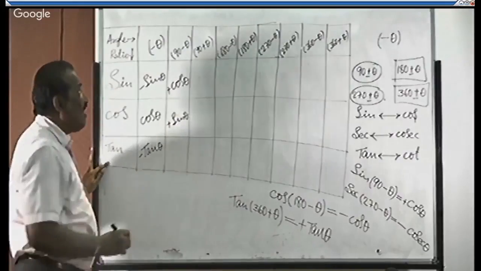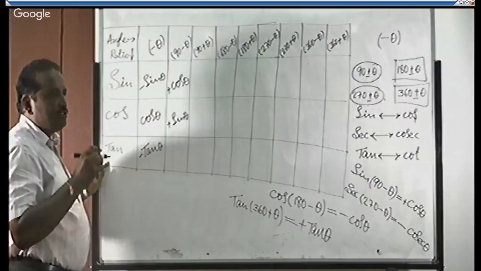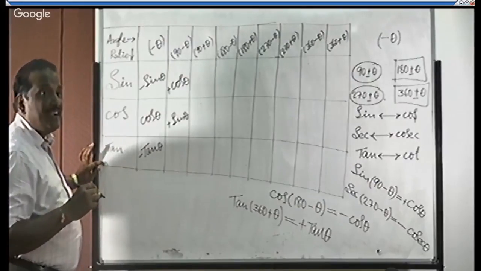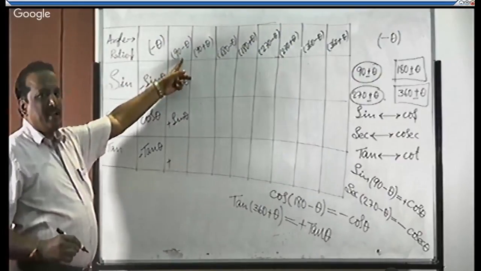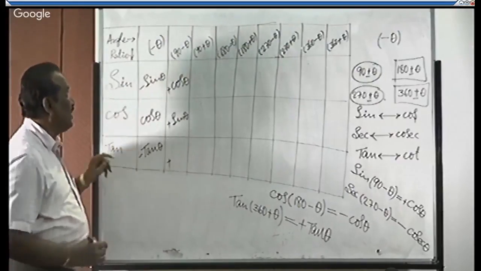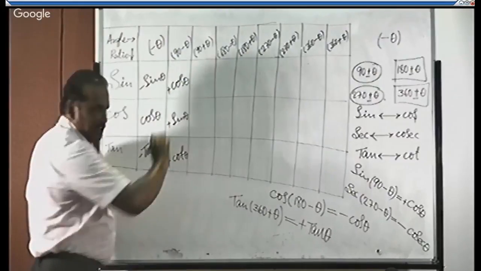Similarly, tan of 90 minus theta. Again, 90 minus theta is also coming under the first quadrant, where tan is also assigned a positive sign. Since the angle is 90 minus theta, its cofunction should result on the right hand side. Therefore, it is plus cot theta.